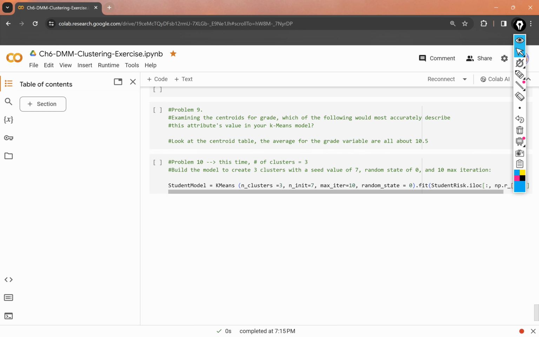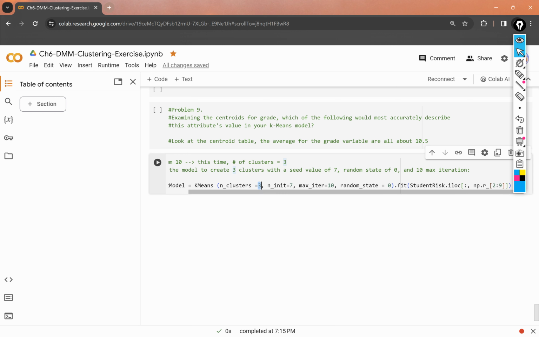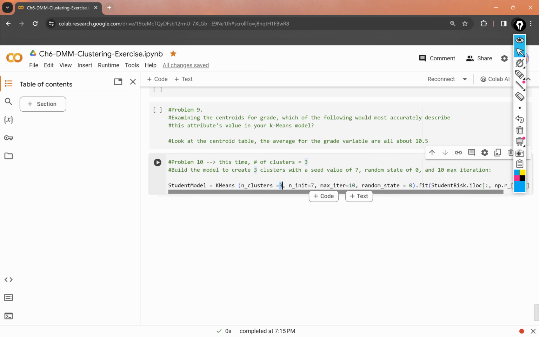And then problem number 10. The question is: build a model to create 3 clusters with a seed value of 7, random state being 0, and 10 max iterations. So basically, you change this value to 3, and after you run this single line of Python code, you can answer problem number 10. Okay, thank you. I'm done with exercise 6.11. Thank you.